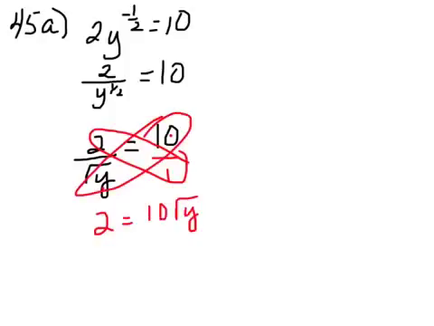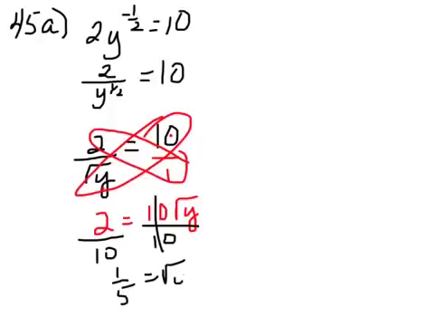Okay, so I'm trying to work to get that y by itself. So let me first do this. If I'm doing PEMDAS backwards, I would divide first. Divide both sides by 10 first to get rid of the 10. That would be 2/10, which would reduce to what? 1/5. 1/5 is equal to the square root of y.